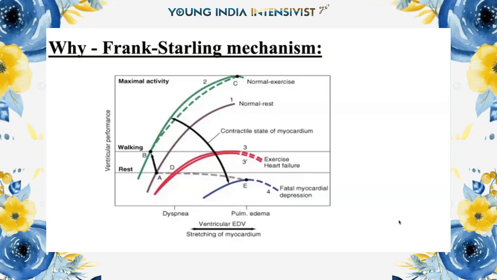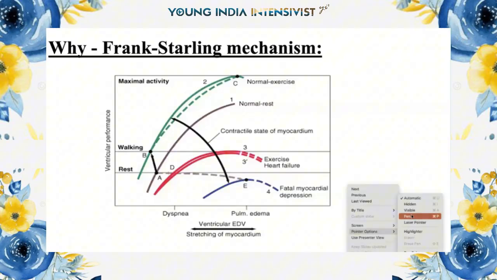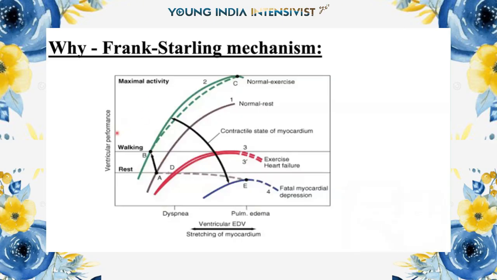So this is the physiology of the Frank-Starling equation, which we have studied in physiology. Basically, the force of contraction, that is the ventricular performance, within the physiological limits, is directly proportional to the initial length of the muscle fiber. As the length of your muscle fiber increases, your force of contractility increases. This is within certain physiological limits.